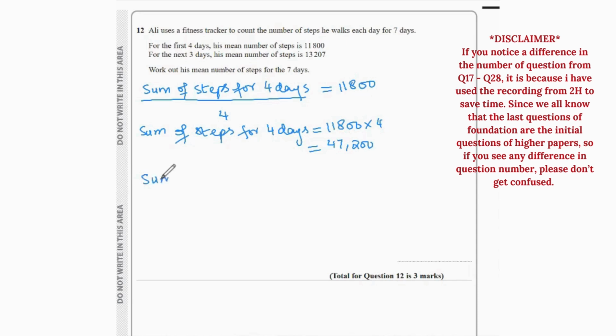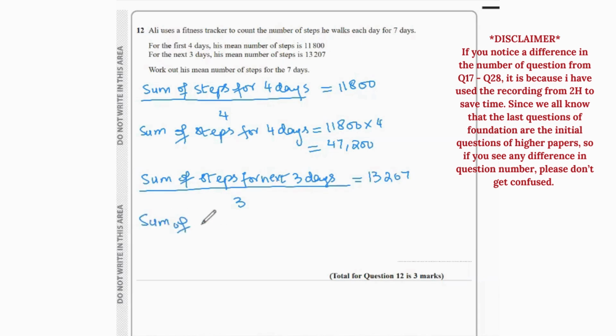So the sum of steps for the next 3 days divided by 3 equals 13,207. Again, cross multiply to get the sum for 3 days. That's 13,207 times 3, which equals 39,621. They want the mean number of steps for the 7 days.